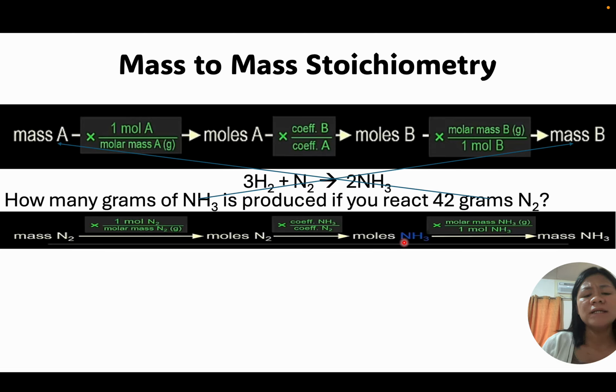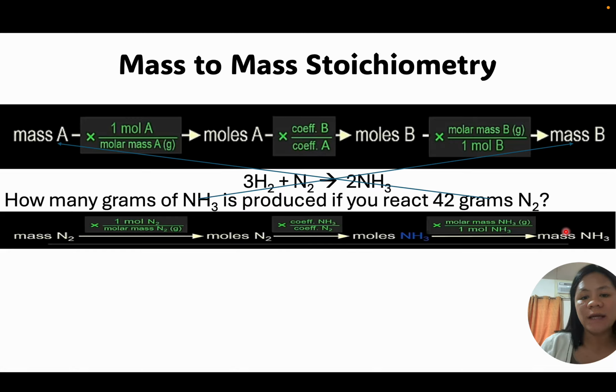Since we have our moles of ammonia, and our target is to get the mass of ammonia, we're gonna need to find its molar mass. So of course, it's still in grams. And yeah. So since numerator yung ating moles dito, the 1 mole of ammonia will be written on the denominator in order for us to cancel this. And of course, we'll get mass of ammonia.